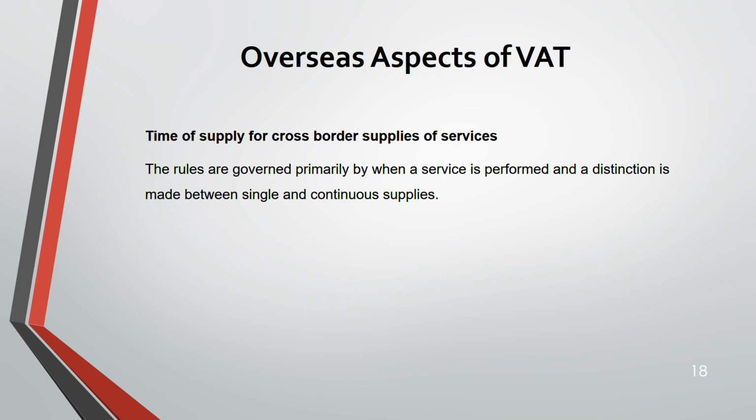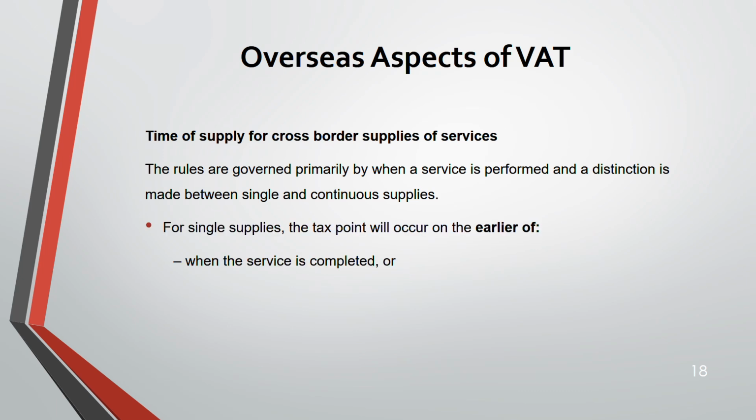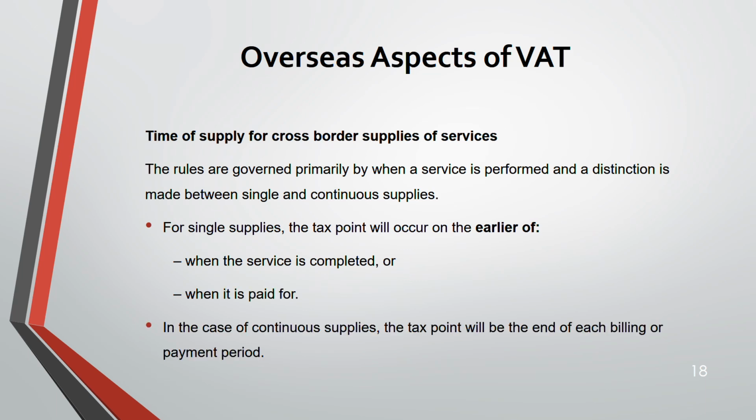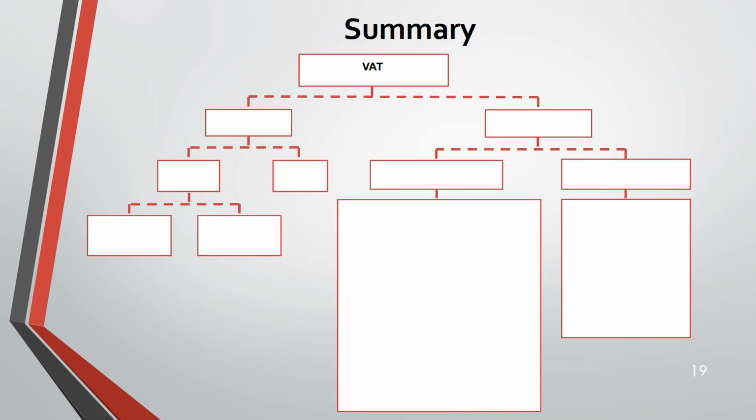The rules are governed by when a service is performed, and a distinction is made between single and continuous supplies. For a single supply, the tax point occurs on the earlier of when the service is completed or when it is paid for. It's easy. For a continuous supply, the tax point will be the end of each billing or payment period.